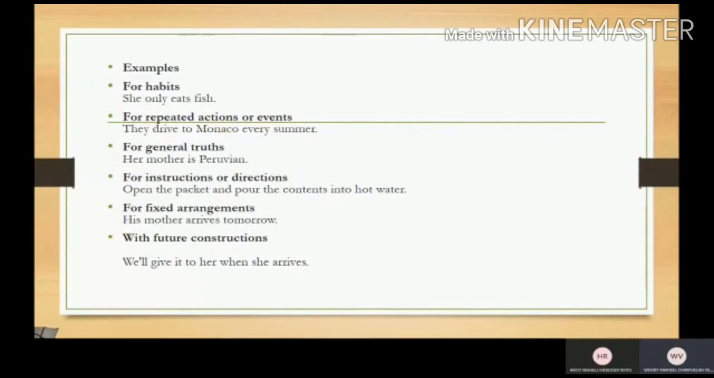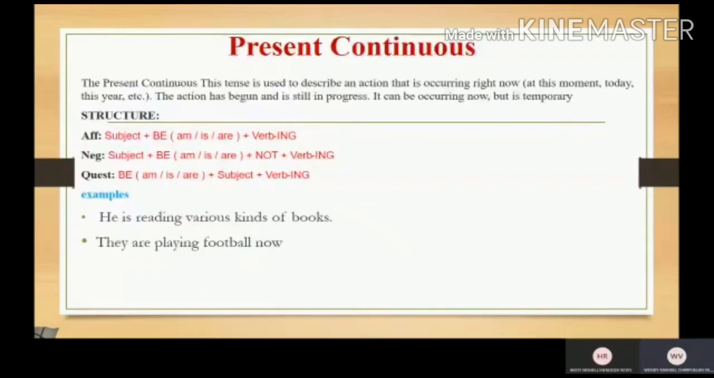Present continuous. The present continuous tense is used to describe an action that is occurring right now, at this moment, today, this year. The action has begun and is still in progress. It can be occurring now, but is temporary.